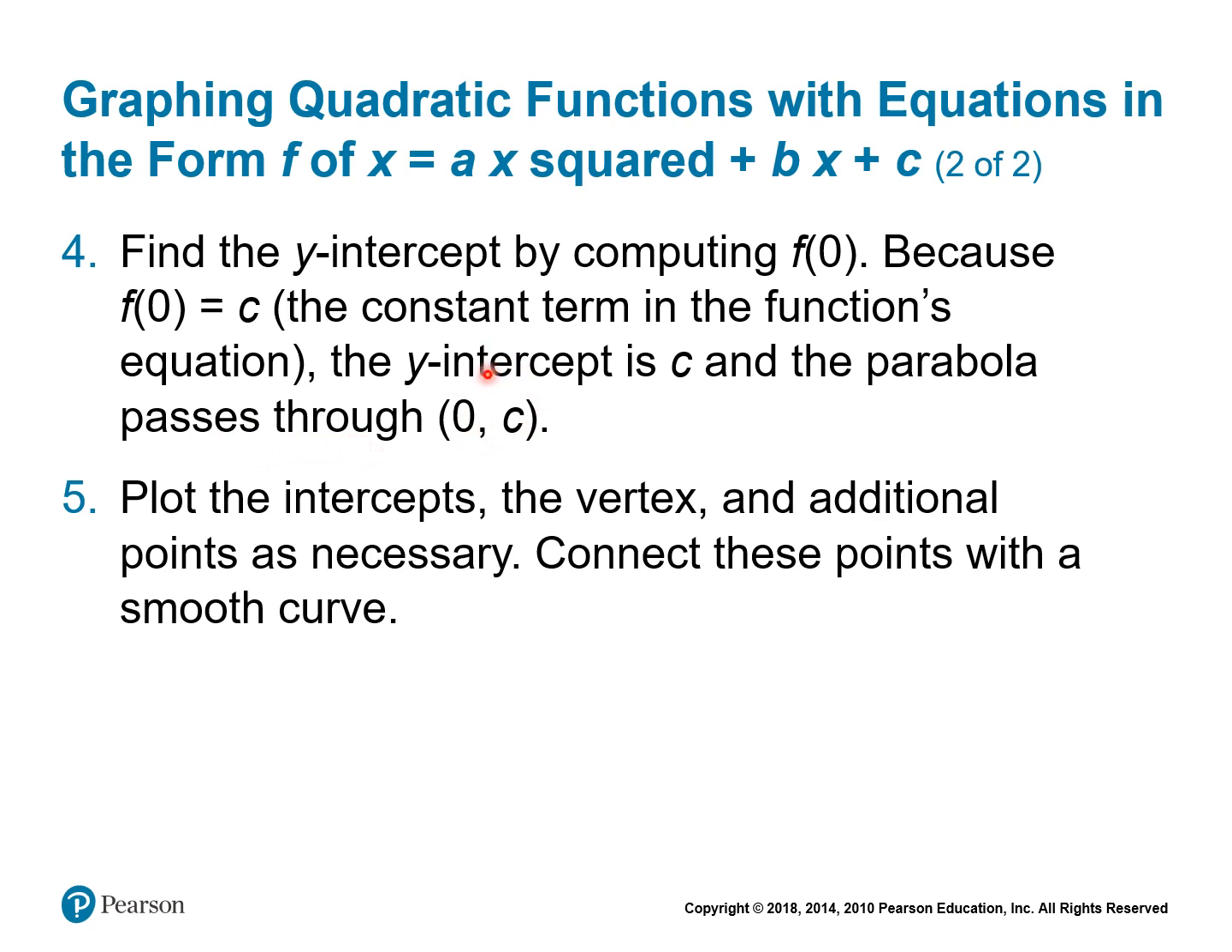Now this is only true if it is in that standard form of ax squared plus bx plus c. And I will explain with an example what this means. And then number 5 is, of course, to draw the graph, plot the intercepts and the vertex. We plot those points, and then we connect those points and extend the ends of the graph indefinitely.